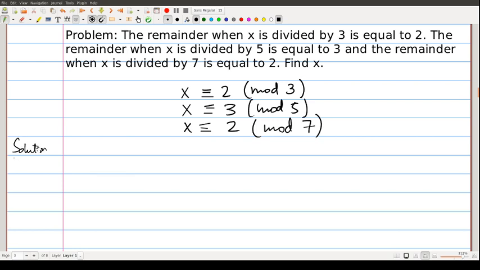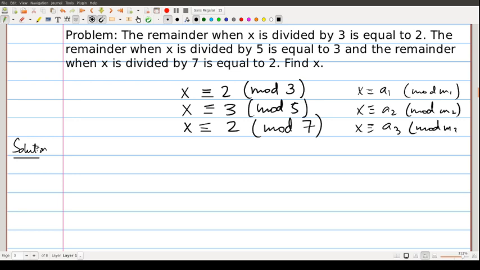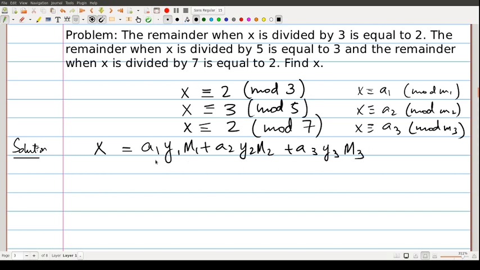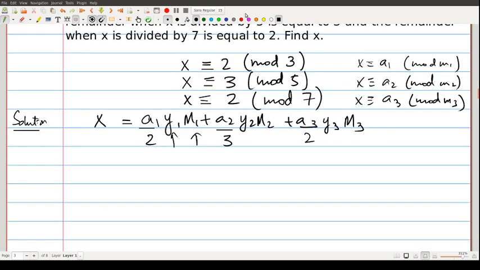So the solution of course is as follows. x is congruent to a1 mod m1, x is congruent to a2 mod m2, and x is congruent to a3 mod m3. And of course the answer is x equals a1 y1 M1 plus a2 y2 M2 plus a3 y3 M3. Now I have to find all of these terms. I have a1 is 2, a2 is 3, a3 is 2, but I have to find these y's and M's, right?